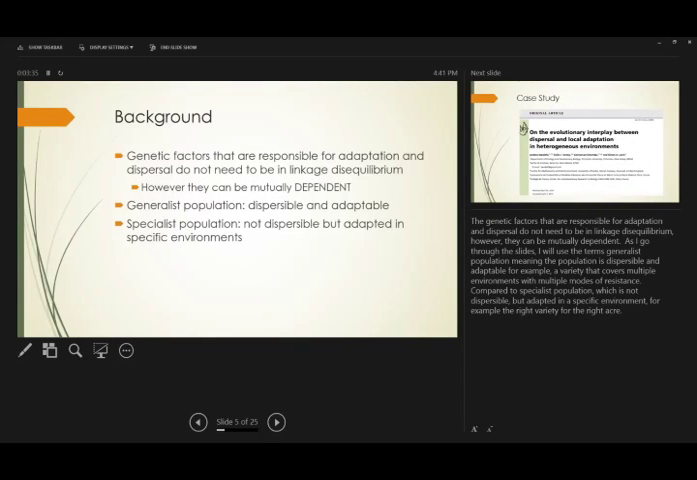The genetic factors that are responsible for adaptation and dispersal do not need to be in disequilibrium, however, they need to be mutually dependent. As I go through the slides, I will use the term generalist population, meaning the population is dispersible and adaptable. For example, a variety that covers multiple environments with multiple modes of resistance, compared to a specialist population, which is not dispersible but adaptable to a specific environment. For example, the right variety for the right acre.